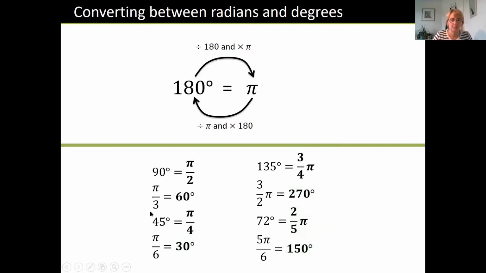Some of these are worth remembering. The pi over 3 is 60 degrees, is worth remembering. 3 pi over 2 is 270, also worth remembering. 45 degrees, try and remember that one. And 30 degrees is pi over 6, also worth remembering.